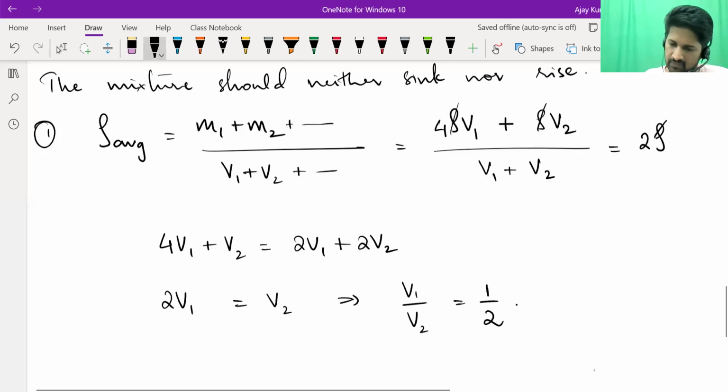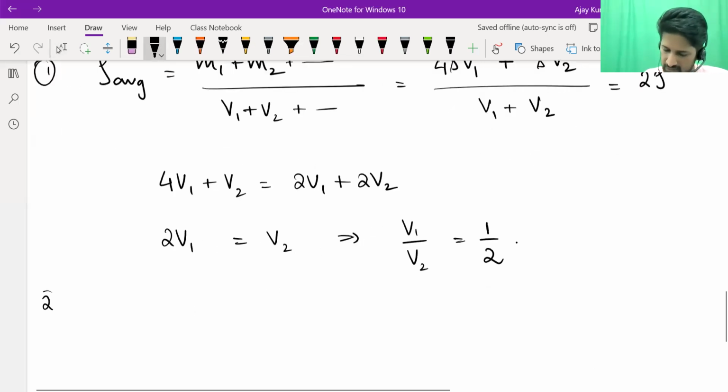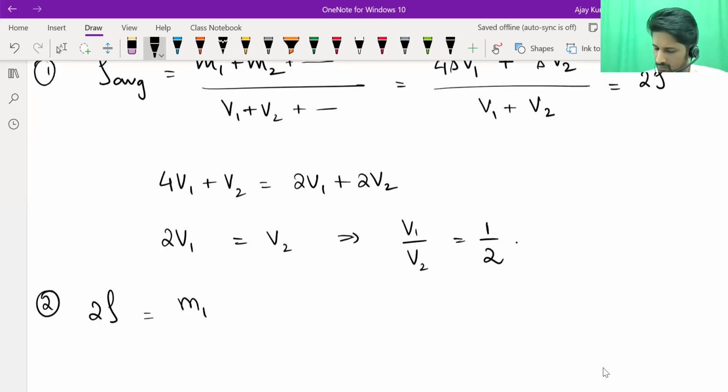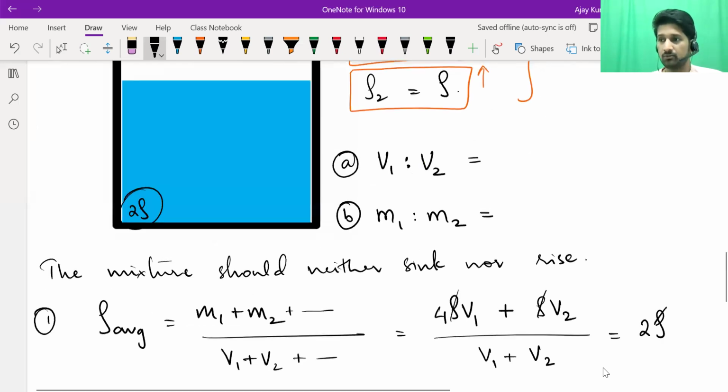Next, what is the ratio of masses in which they should be mixed? Again, average density is 2 rho itself, that of the liquid. Let their masses be M1 and M2. Then the total mass becomes M1 plus M2 divided by volumes. Now you don't know their volumes. So what you can do is, density is mass by volume, so volume becomes mass by density.